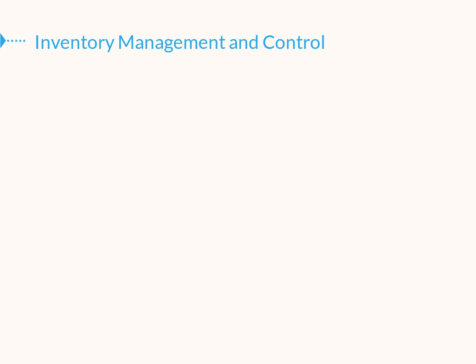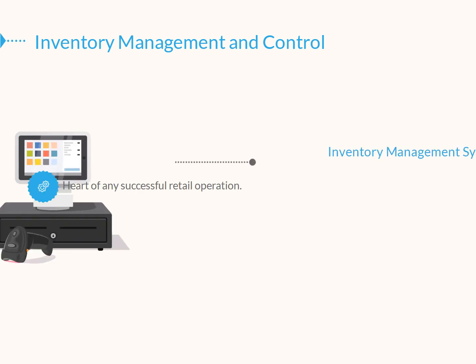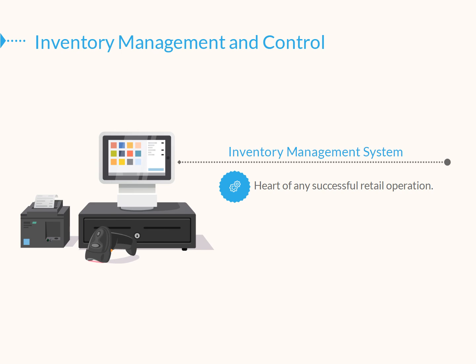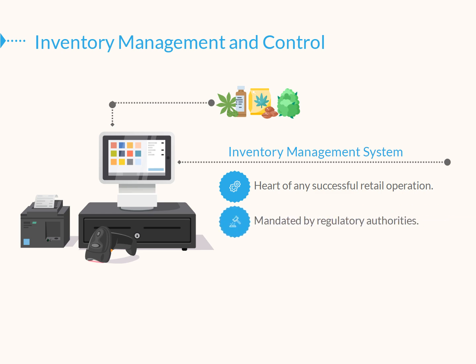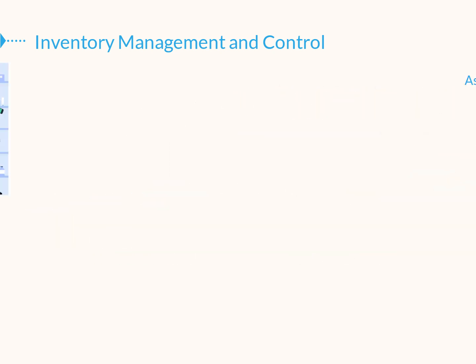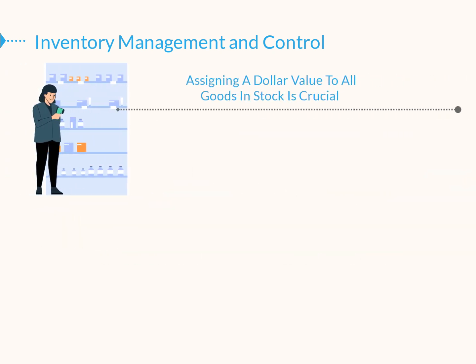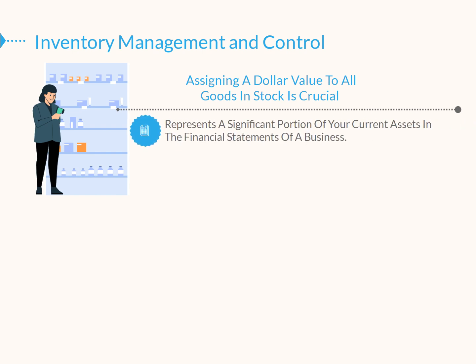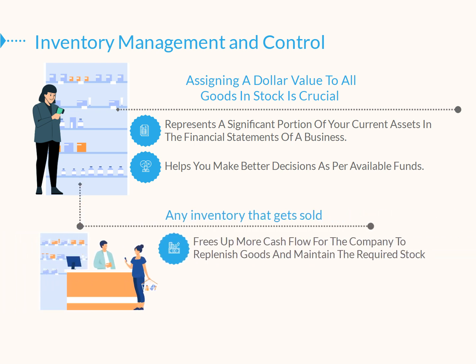Inventory management and control. The heart of any successful retail operation is a solid inventory management system, especially when it involves a perishable product like cannabis, and is also mandated by regulatory authorities. Assigning a dollar value to all goods in stock is crucial, as this amount represents a significant portion of your current assets in the financial statements of a business and helps you make better decisions as per available funds.